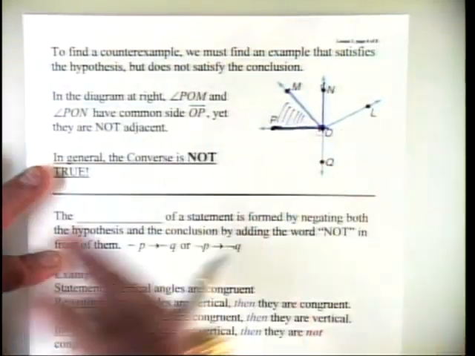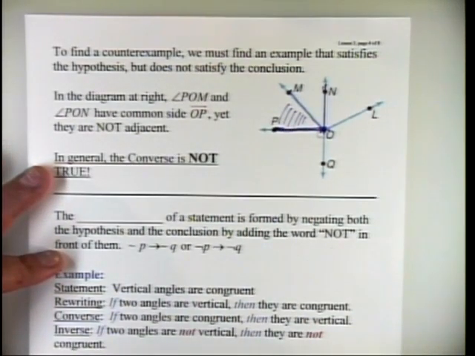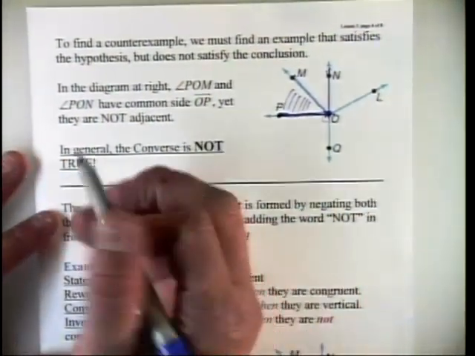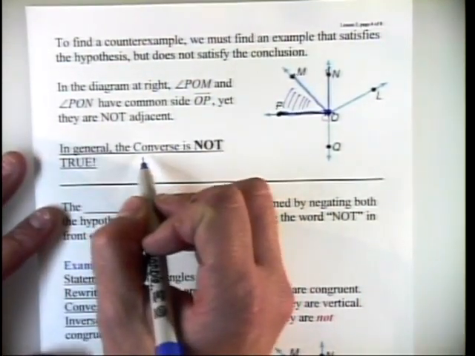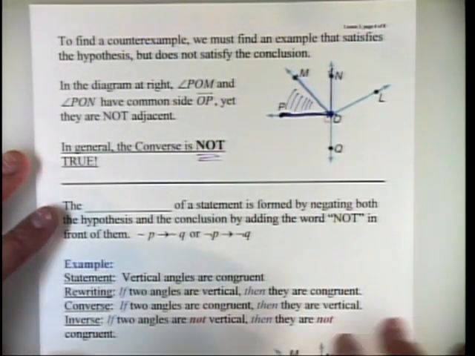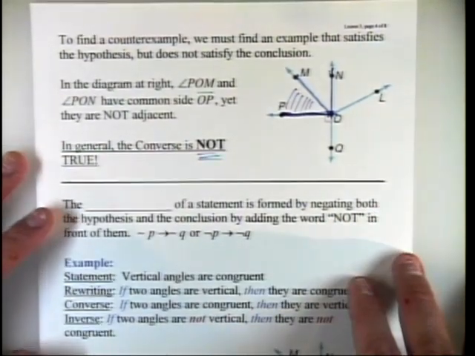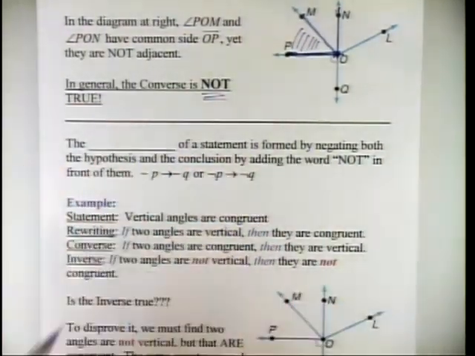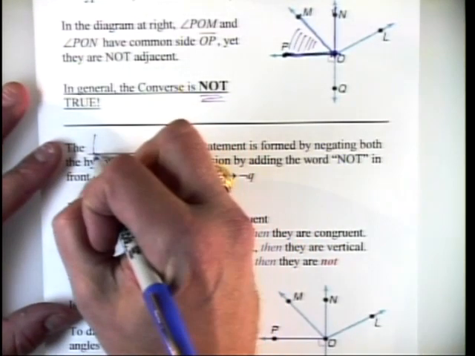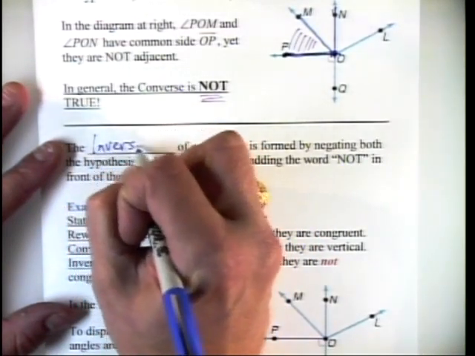So the side that they're sharing is not the one that's in between them. Okay, so they do share a side, but they're not adjacent. So we just found a counterexample. So in general, the converse of a true statement is not true. Again, even though it might be true sometimes. Let's look at the next statement here. It's going to be what we call the inverse.